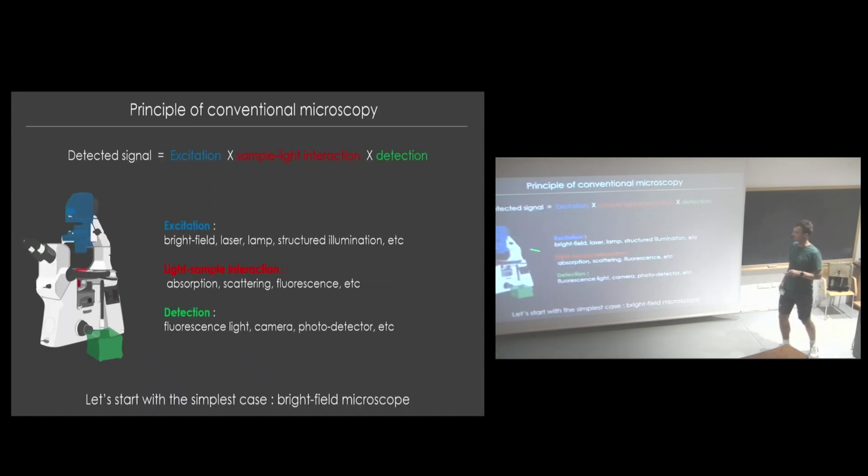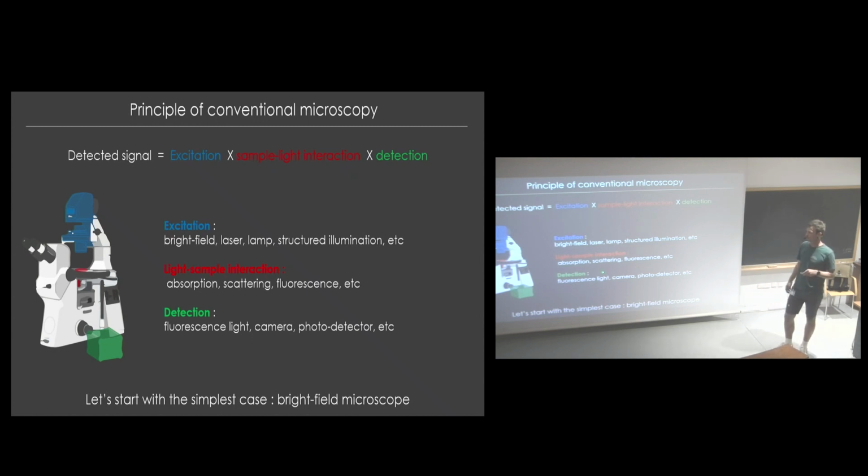Okay, so we can start with a regular microscope that you can find in any lab. Basically, the 3 important parts are the excitation, the sample, and the detection. For the excitation, you have a broad variety of light sources. You can use bright field mode, a laser, a lamp, you can have a structured illumination, as we have seen this morning in X-ray. For the light-sample interaction, we are mostly interested in absorption and scattering, but we also have fluorescence or non-linear effects.